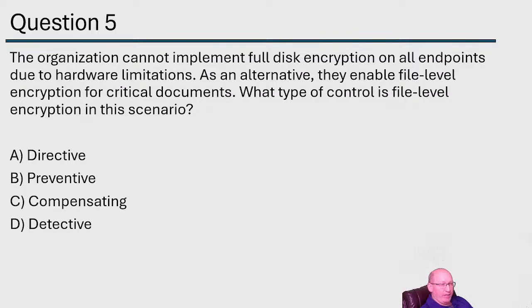I would say if you answered C, compensating control, well, you'd be 100% correct. Why is it compensating control? We had an action, right? We cannot implement this full disk encryption. And so we're doing this instead.